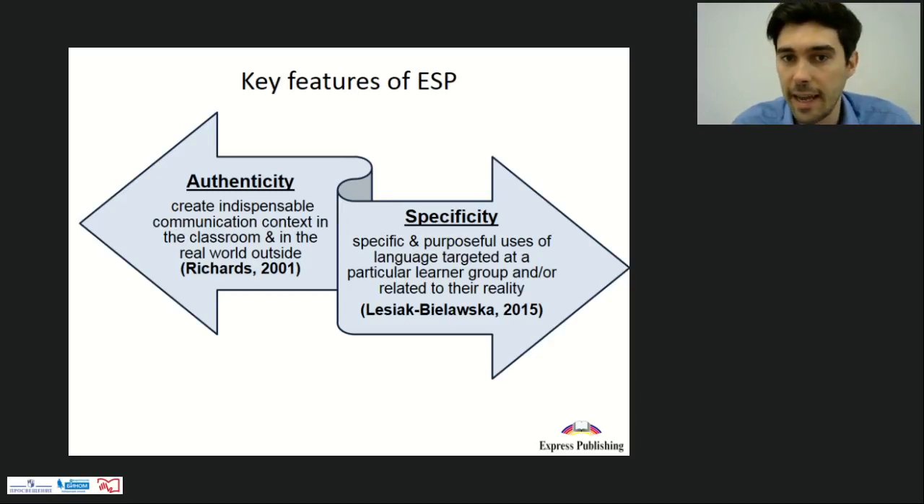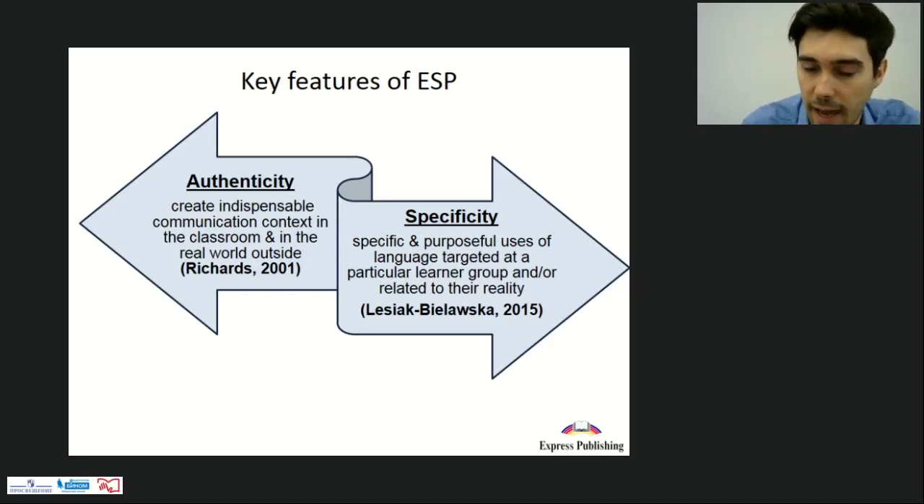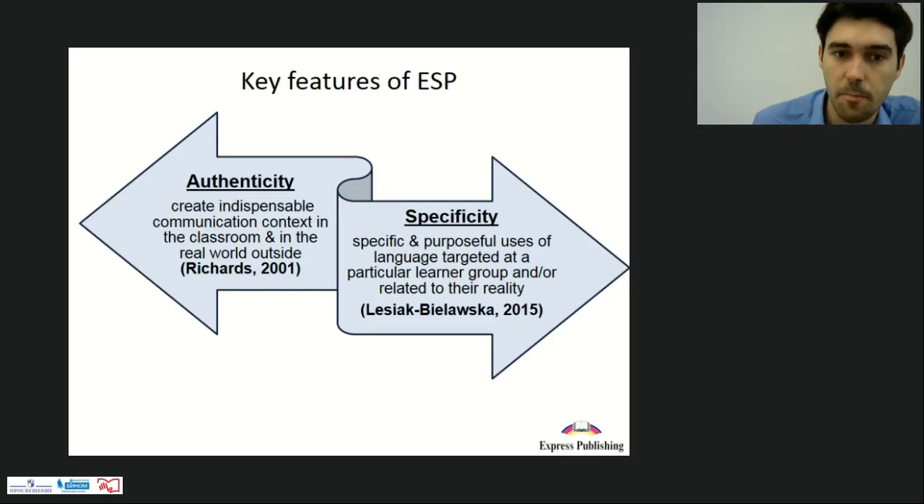So, for example, in an ESP course, you would expect to find authentic materials, including texts, dialogues, conversations that the learners will encounter in their real job. So when we talk about authenticity, we are simply talking about preparing our learners in the most realistic way possible so that they gain enough experience and knowledge to apply it in the real world outside.